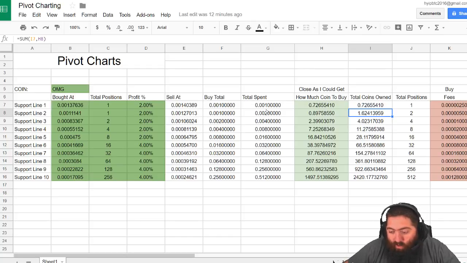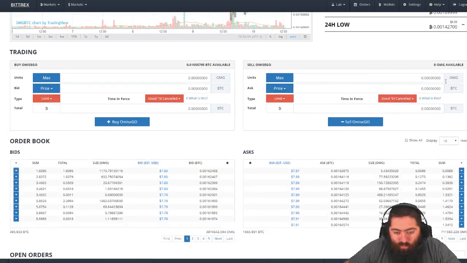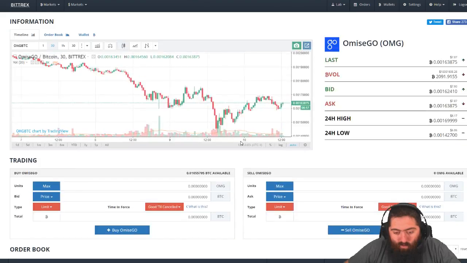Dana asked if I take profits as soon as I can. Yes, I do. As soon as I buy this position, so if I buy my first position and this is my selling price, I come over here to OMG and set up my sell and just have it sitting there. So if the market ever goes up to that price, boom, it auto sells and I don't have to worry about it.